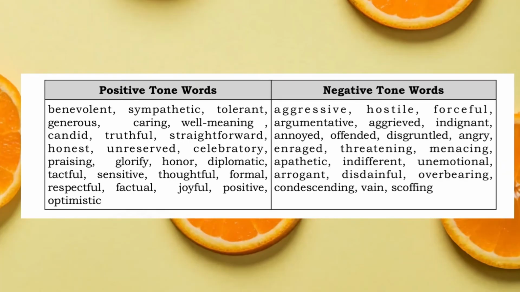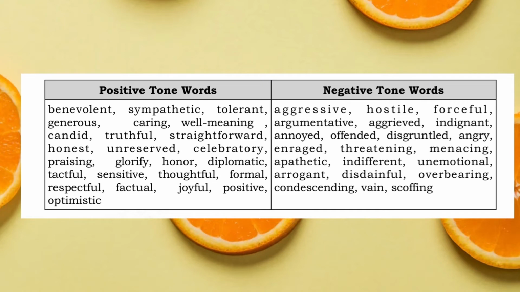So, what are the positive tone words and what are the negative tone words? Of course, we can make use of many different words or descriptions, but these are examples of positive tone words such as benevolent, sympathetic, tolerant, generous, caring, well-meaning, candid, truthful, straightforward, honest, unreserved, celebratory, praising, glorify, honor, diplomatic, tactful, sensitive, thoughtful, formal, respect, factual, joyful, positive, and optimistic.